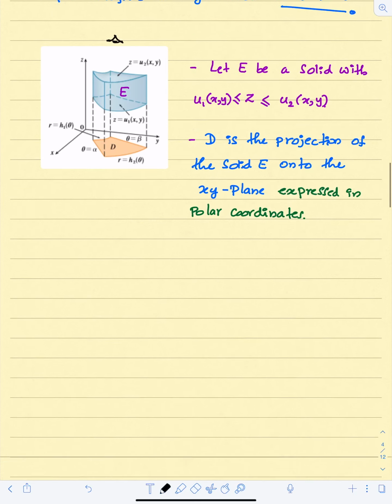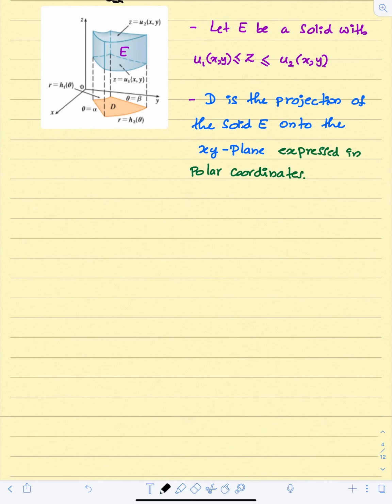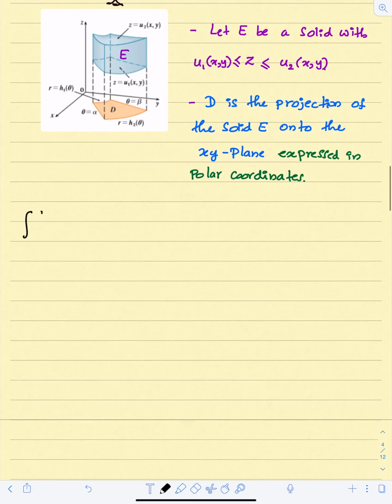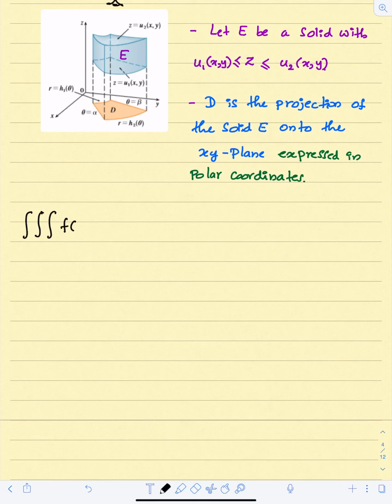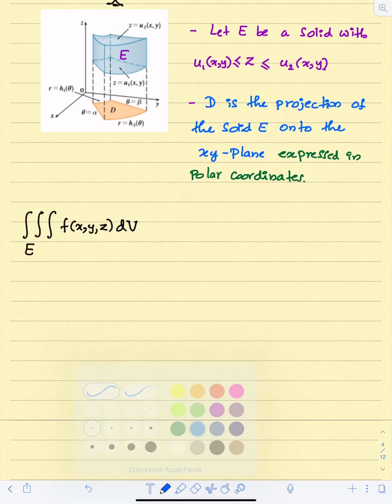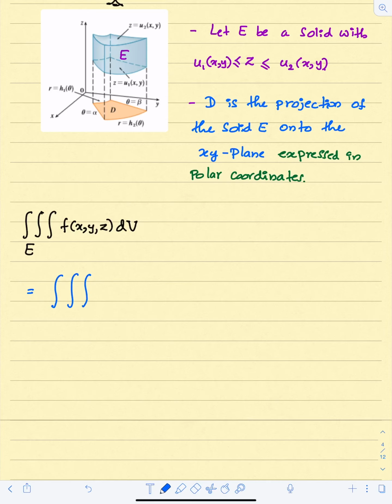Now let's say we want to evaluate a triple integral of f of x comma y comma z dV over the solid domain E. This triple integral becomes another triple integral in cylindrical coordinate system. But now we want to express x in terms of r and theta, y in terms of r and theta, and z in terms of z.